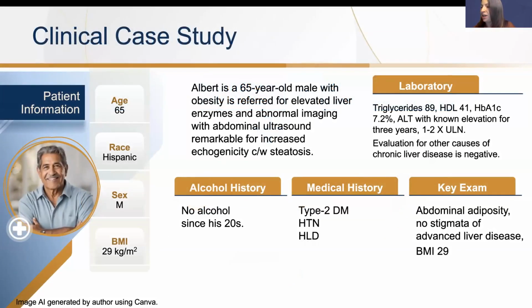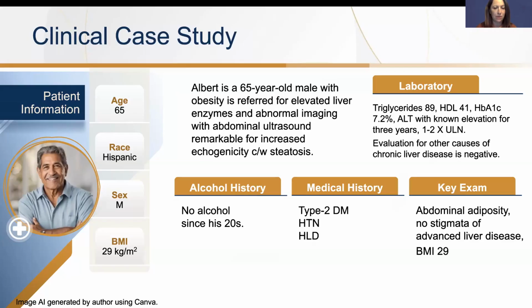So we'll go through a patient case today. Our patient is Albert. He is 65 years old. He's referred to the clinic with elevated liver enzymes. On his ultrasound, he has increased echogenicity consistent with hepatic steatosis. He's been following with his primary care provider, and his liver enzymes have been elevated about 1 to 2 times the upper limit of normal for the past 3 years.